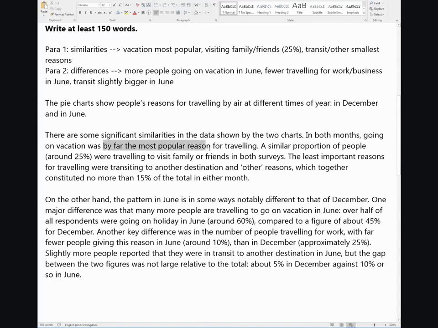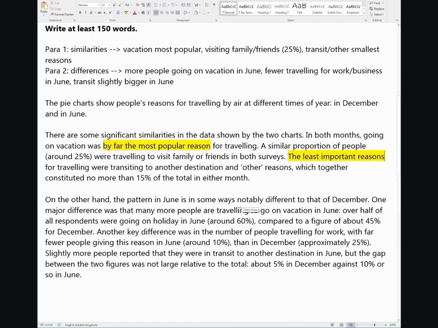So things like this, by far the most popular reason, just adding an adverb like by far there makes this a little bit more interesting. It makes it stand out to the examiner. It's not just a straight superlative like the most popular. I'm adding something to it. We've got here, okay, the least important reasons. It's not particularly complex language, but at the same time, most English learners would use more and most very comfortably. But it's quite rare that I see students use less and least in their writing. So I think it's worth mentioning.